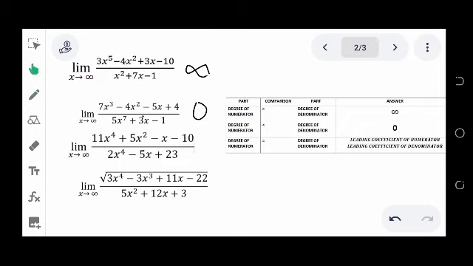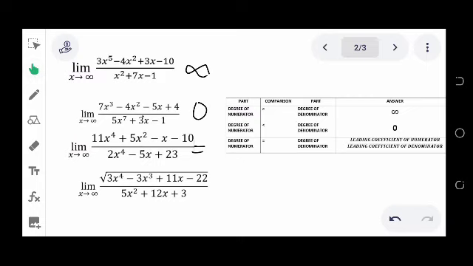Next, the third one, you have the limit of (11x^4 + 5x^2 - x - 10) over (2x^4 - 5x + 23) as x approaches infinity. The degree of the numerator is 4 because that's the highest exponent. The degree of the denominator is also 4 because the highest exponent is 4. So the degree of the numerator is equal to the degree of the denominator. So the answer is the leading coefficient of the numerator over the leading coefficient of the denominator.